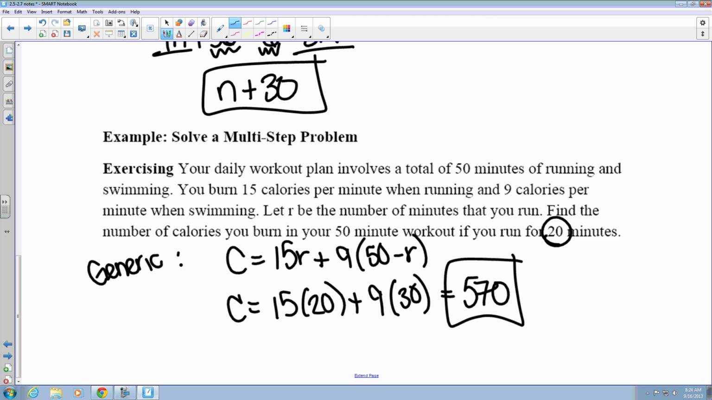Okay, and that was the distributive property section 2.5.